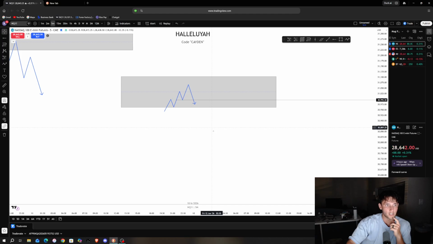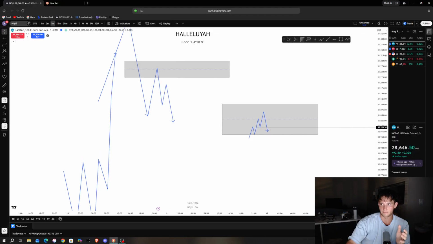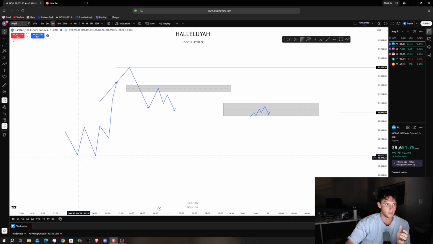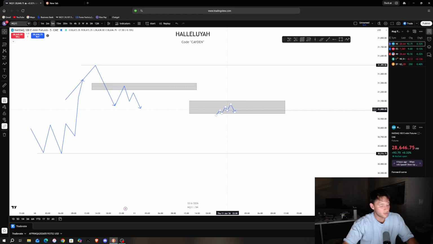When the 1 minute breaks trend to the downside, I'm basically front running that the 5 minute is then going to go bearish, and then we're going to continue down until we take out our draw on liquidity down here, right? So break of structure is the first one.